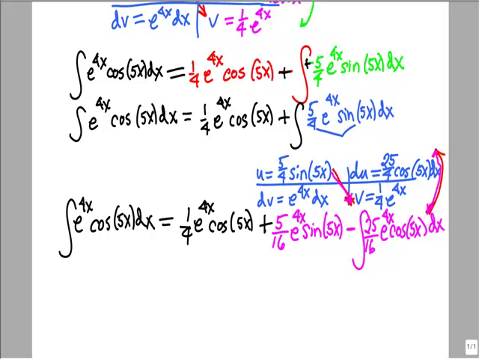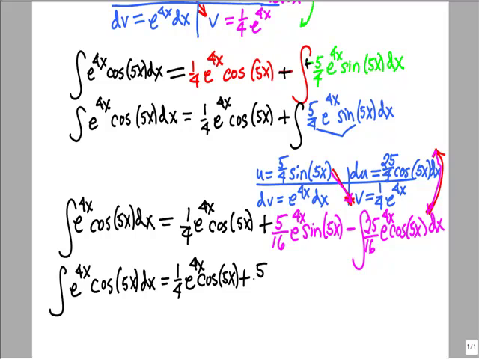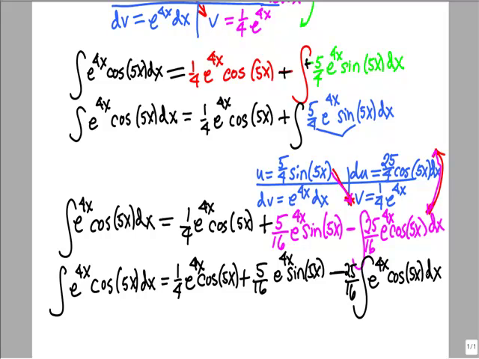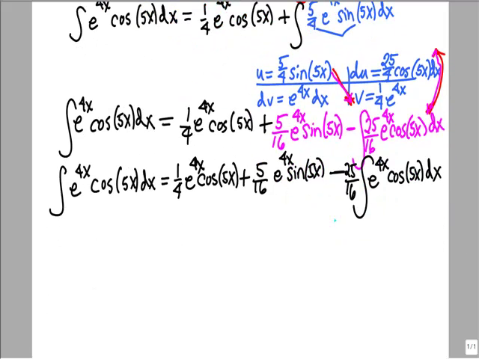Okay, so we have that the integral of e to the 4x cosine 5x dx is 1/4 e to the 4x cosine 5x plus 5/16 e to the 4x sine 5x minus 25/16 the integral of e to the 4x cosine 5x dx. Okay, so now what I'm going to do, everyone, is I am going to add 25/16 of this integral to both sides.